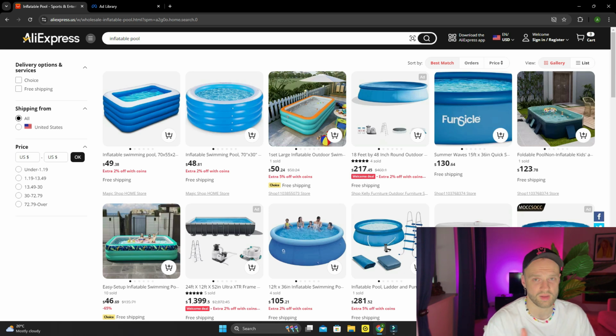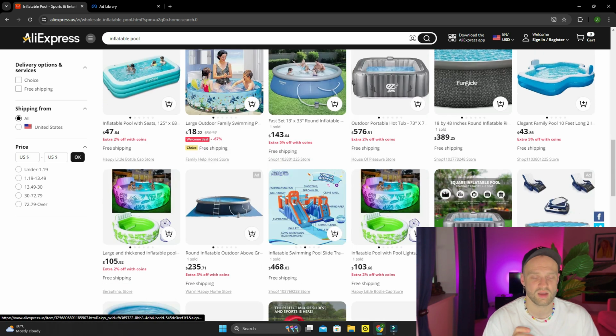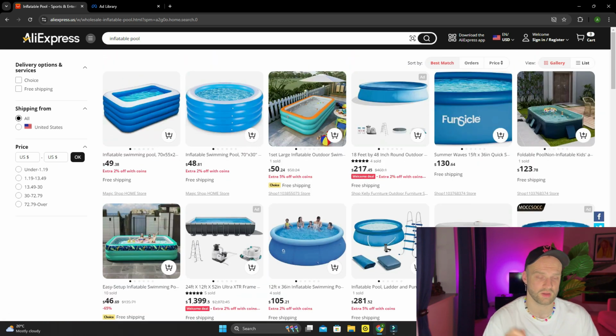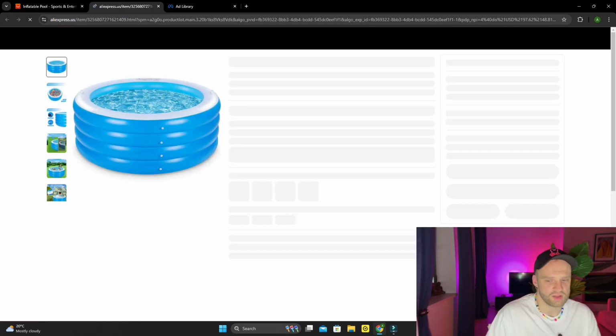The most important part is that you A/B test as many product variations as possible. That gives you more data and more chances of you making that first sale. For this example, I'm just gonna go with inflatable pool. Okay, we have a lot of options, and the good news is I see that the price is pretty decent. Like this one, for example, here, it's only $48, which is amazing. Let's click on this one and see what's happening.